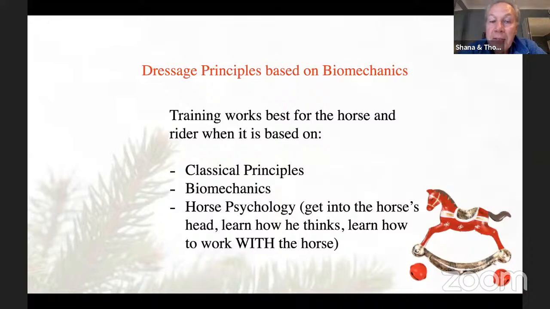And horse psychology, of course, plays a big role. We'll get into that in a little bit too. So it's important to know and to feel what the horse is thinking and what the horse is feeling.